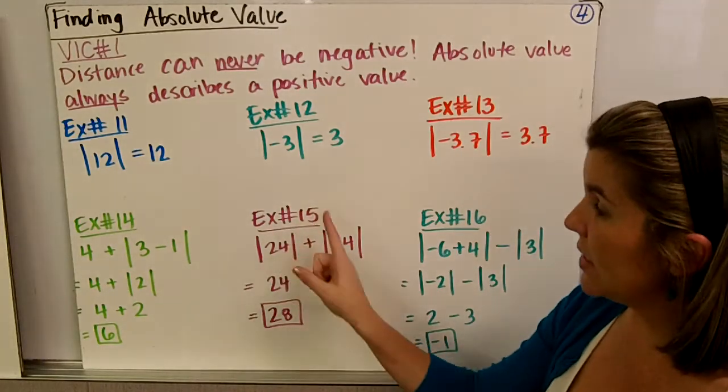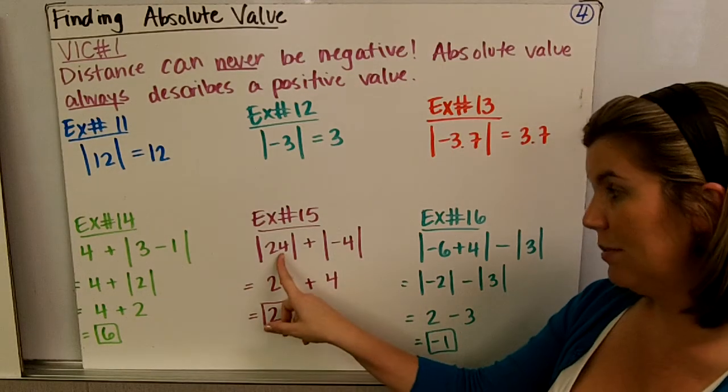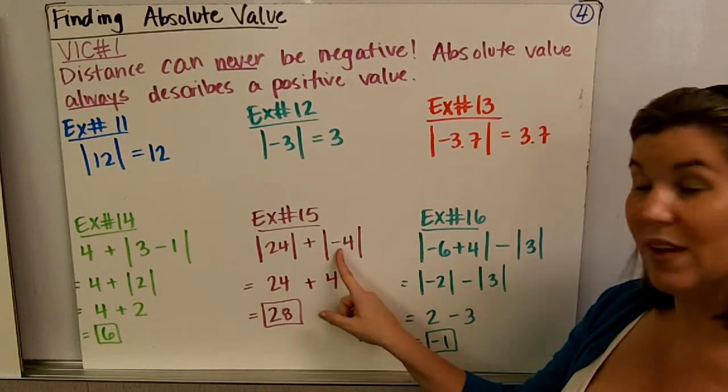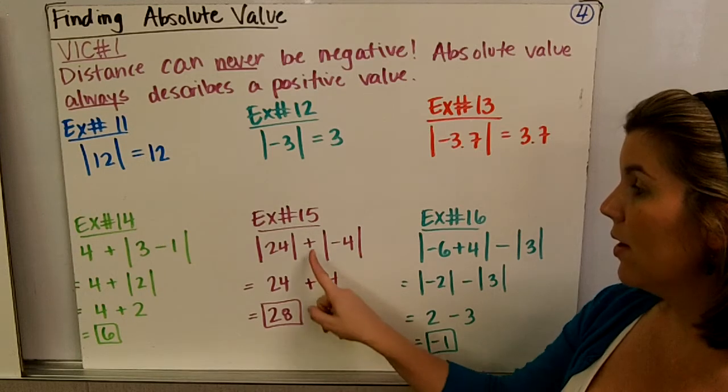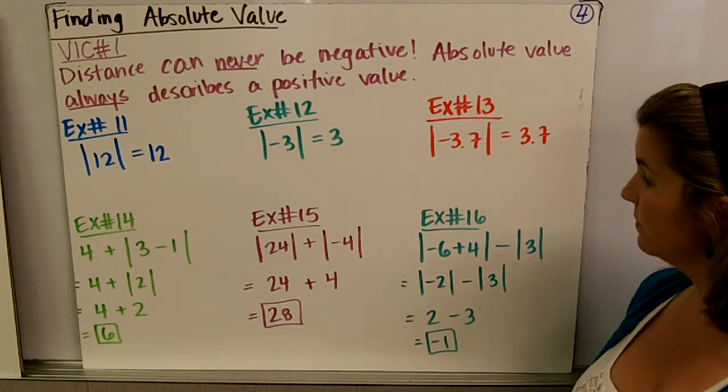Okay. Example number 15. Absolute value of 24 plus absolute value of negative 4. Absolute value of 24 is 24. Absolute value of negative 4 is positive 4. Add 24 plus 4, 28.